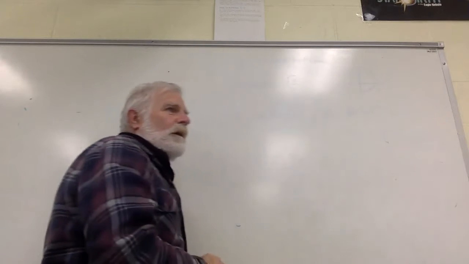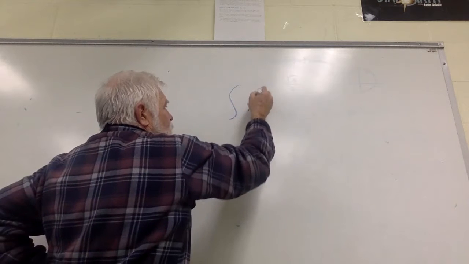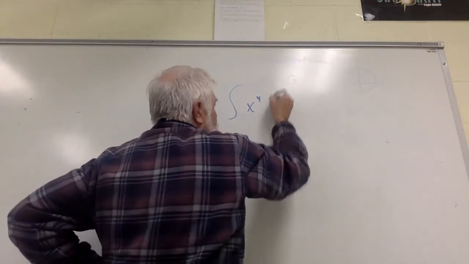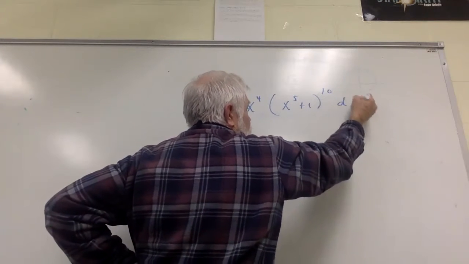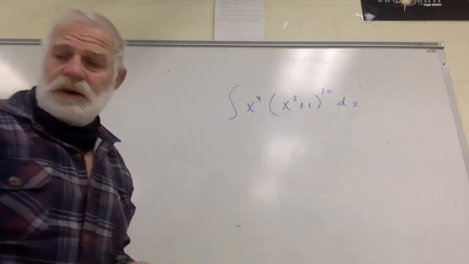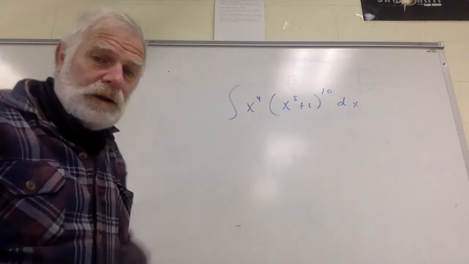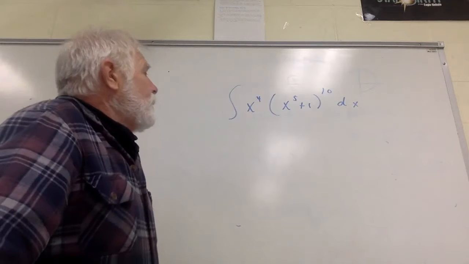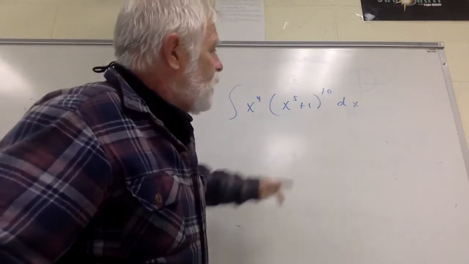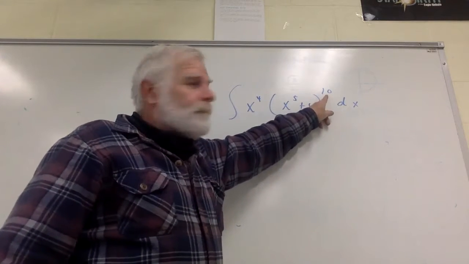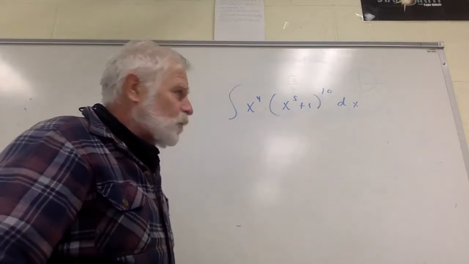So how would you go about integrating something like x to the 4th times (x to the 5th plus 1) to the 10th dx? I wrote a couple down. It looks intimidating at the moment, but a week from now you'll probably do these with ease. Some of you might not even have to put marker to the board. All right, so what's the argument of the function? Well, the most complicated function is the 10th power here, and that's the argument of it. So that's x to the 5th plus 1.